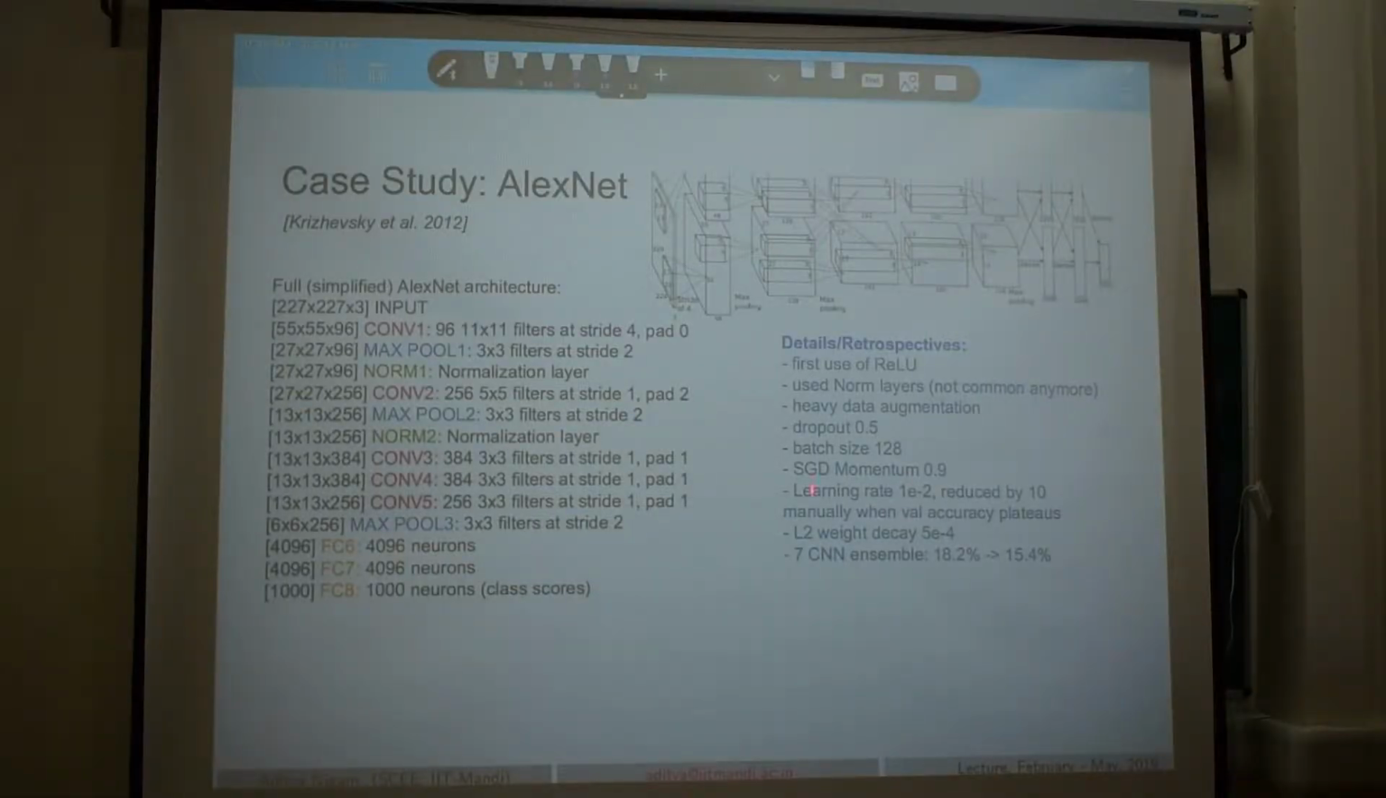Dropout. Learning rate, they have said to initialize to something and keep on reducing it. So exponential decay is anyways going to be there in your learning rate. And they have done a 7 CNN ensemble.